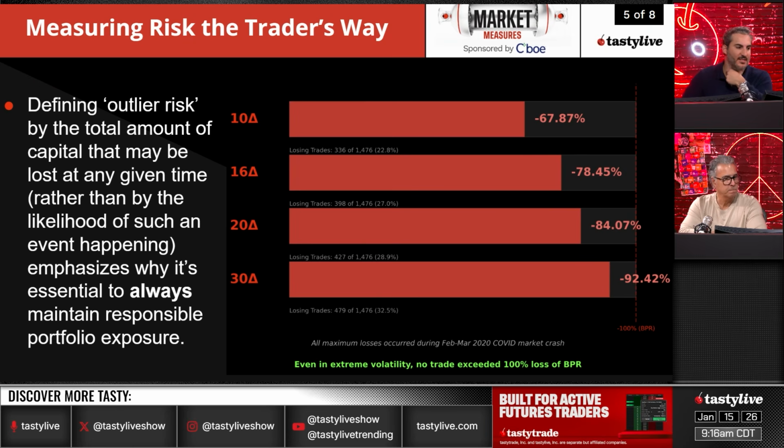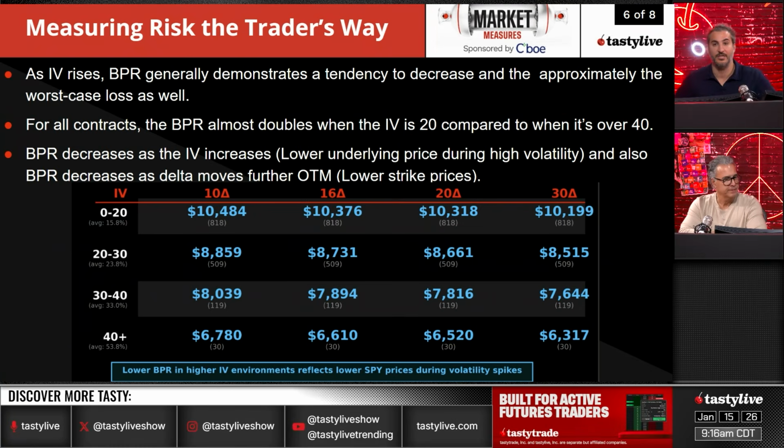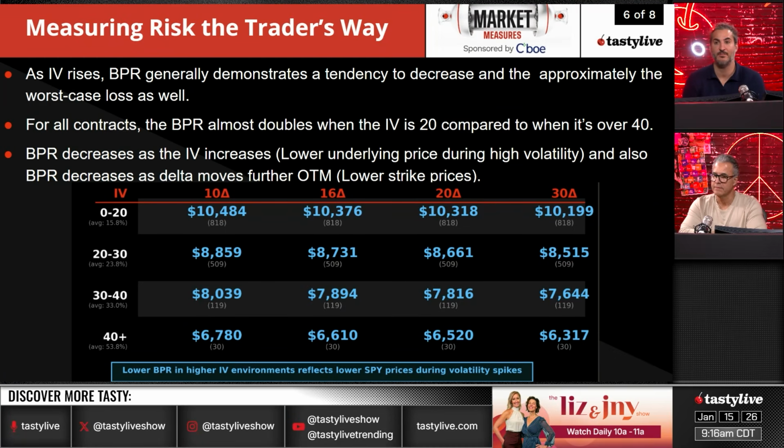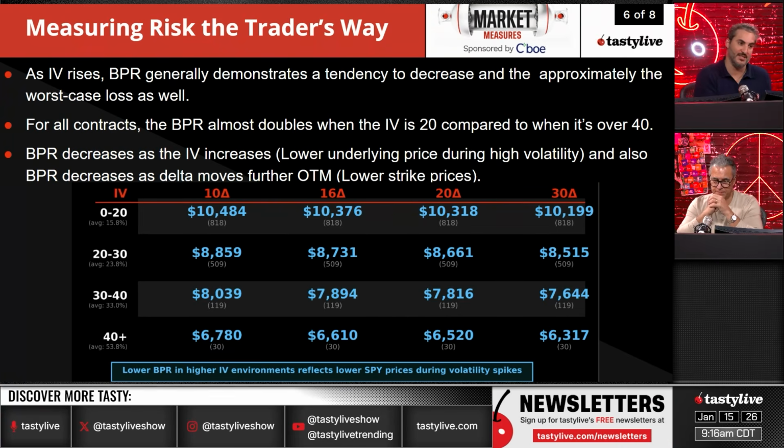So, getting on to the next slide here. This is another really good slide. As IV rises, buying power generally tends to decrease and approximate the worst case loss as well. So when you have higher volatility, your buying power actually tends to decrease, and that's a function of typically lower prices in the asset itself.